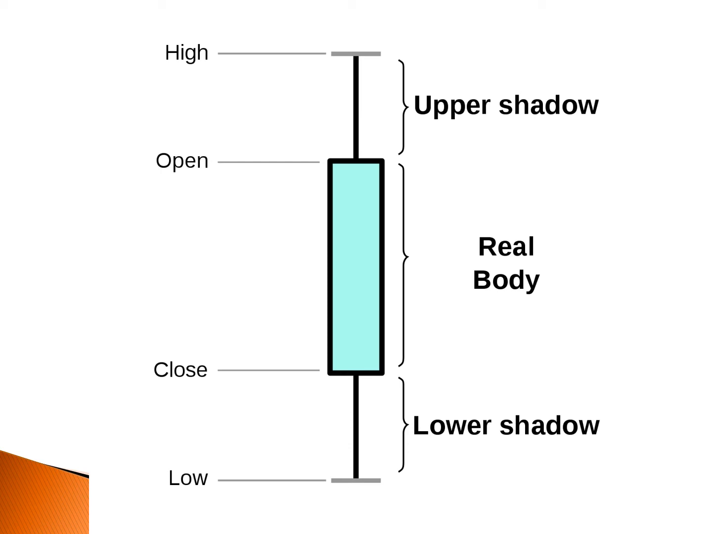When a stock opens, it opens at a price. When the stock closes, it closes at a price. If the stock closes at a higher price than it opens, that candlestick will be green. But if the stock closes at a lower price than the stock opened, then that candlestick will be red. So green represents a higher close from open, and red represents a lower close from open.